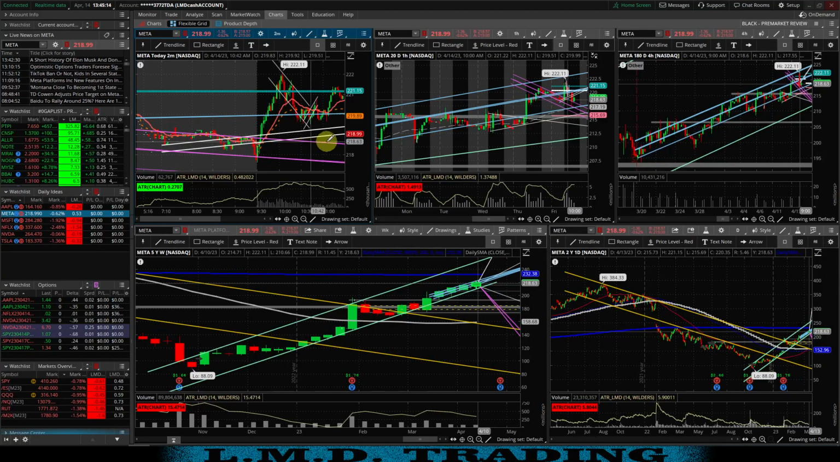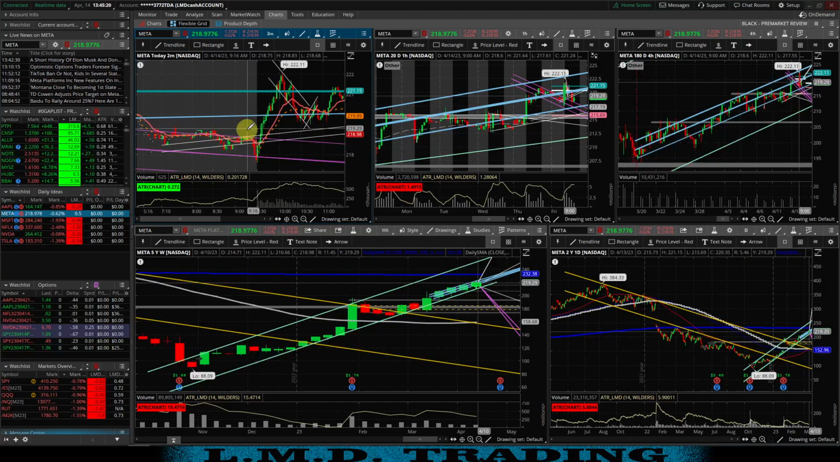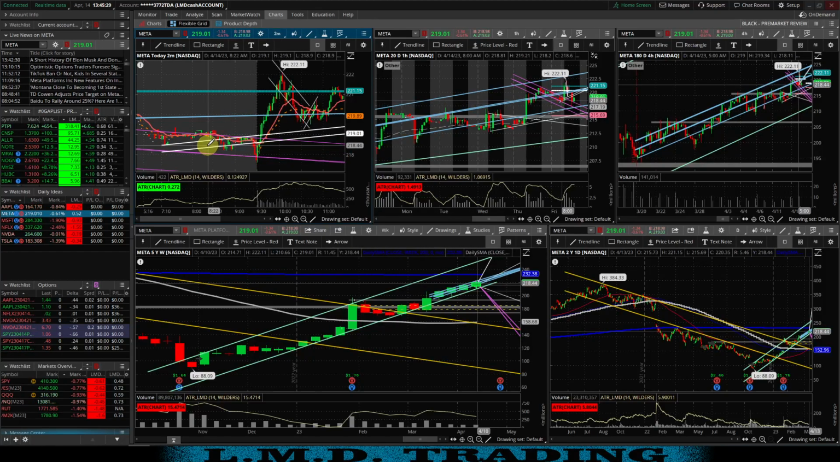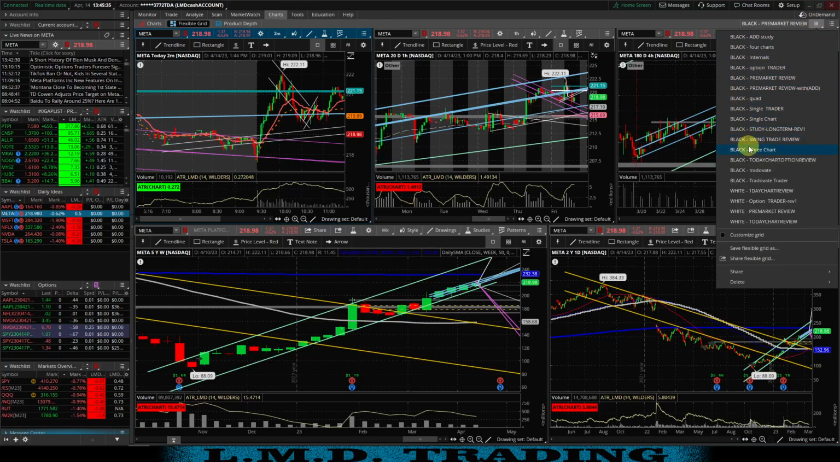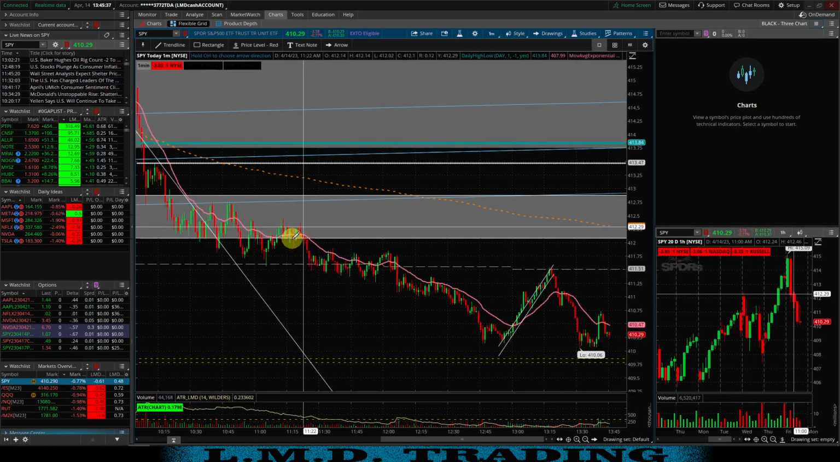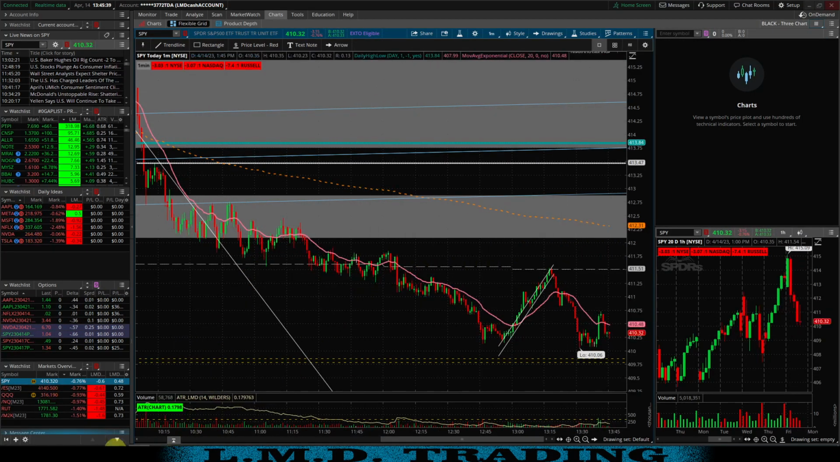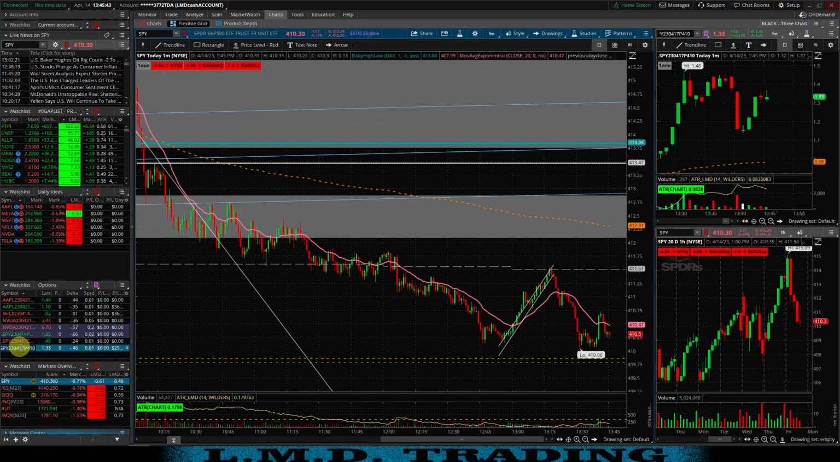It's in an uptrend on the weekly and on the hourly. It's just pulling back within those channels. So that would have totally changed my thought process on taking a trade on Meta this morning. But I'm going to go ahead and switch this over to the 3 chart layout, and we'll get the last trade that we took done first, which was the SPY.